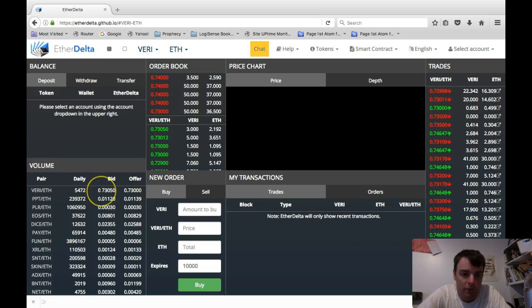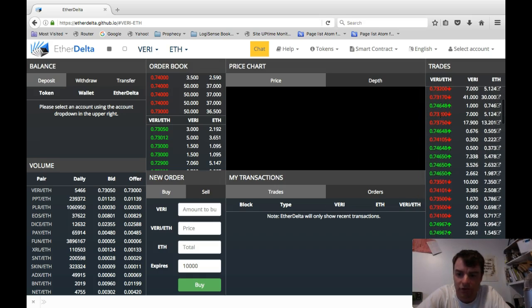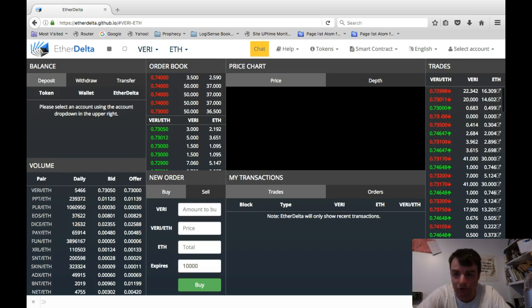Veritasium is going for one Veritasium for 0.730 Ethereum. And up over on this side, the trades, you can also see the same idea: how many Veritasium for how many Ethereum. So for this second one, where the price was down, it's about 14.6 Ethereum to buy 20 Veritasium. And you can see that the trades up and down are about even both ways. So the price isn't skyrocketing, the price isn't decreasing a huge amount.